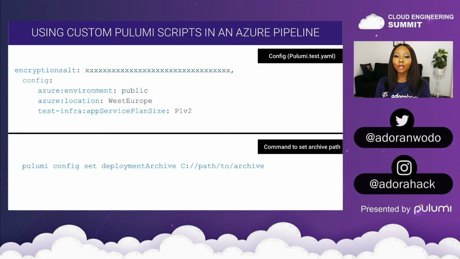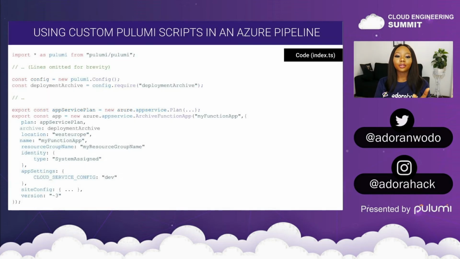So we're going to be paying attention to the Pulumi config, to the Pulumi stack config, and we're also going to be paying attention to the command that will help us set our archive path. If we go back to the source code, we can see that we have created an instance of the Pulumi config so that we have access to that in the code, and we can now get config values from our config. So in this case, in the code, I will be able to get deployment archive config values and I can do whatever I want with it.